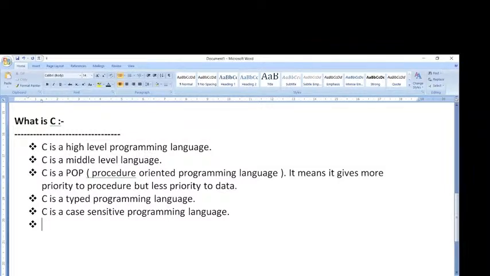In C language, the program will be executed from top to bottom. So it follows the top to bottom approach. C follows the top to bottom execution.